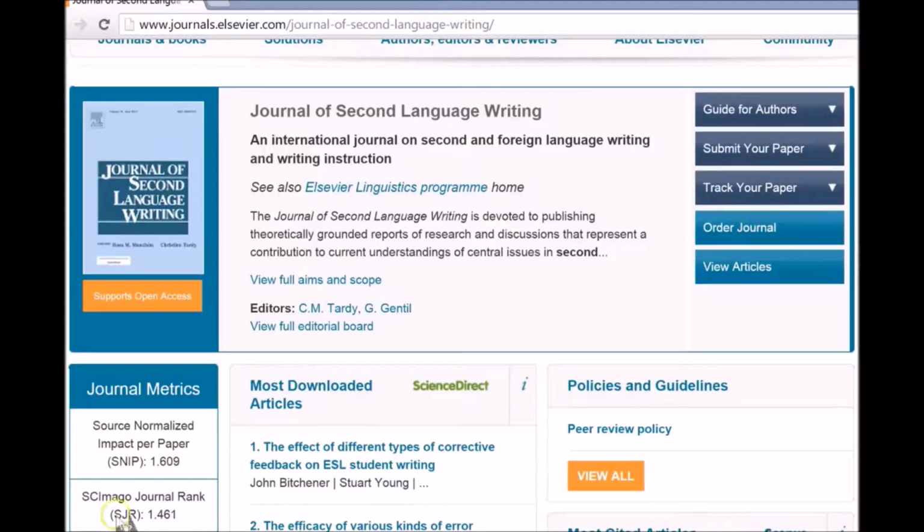it tells you, and we'll look through this, the editors, C. M. Tardy and G. Gentile. And remember, in the era when we are getting so many fake journals, it's very important to look at who the editors are and if they're familiar to me. So particularly Chris Tardy has published a number of articles and a book. So I would feel very comfortable publishing in a journal that she edits.